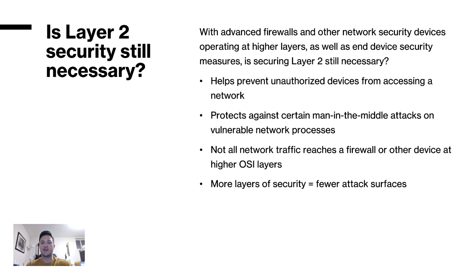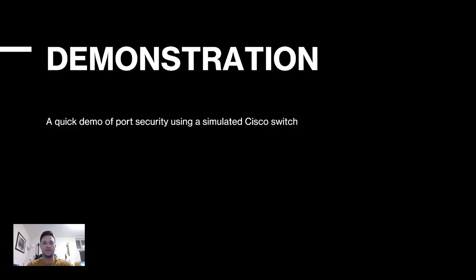Not all network traffic actually reaches a firewall or other device at higher OSI layers. If a device is in the same VLAN as another device, that traffic will never reach a router. It will go directly between the two devices across a switch. And then more layers of security equals fewer attack surfaces. The more methods you have in place to defend your network, the fewer ways that attackers can use to compromise your network. And now a quick demonstration of port security using a simulated Cisco switch.